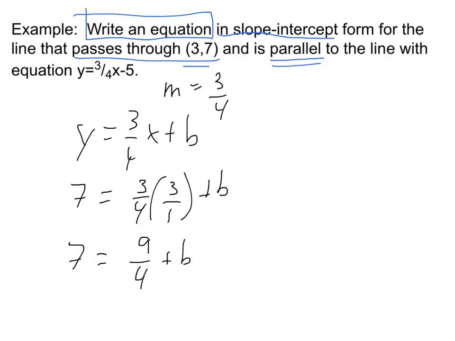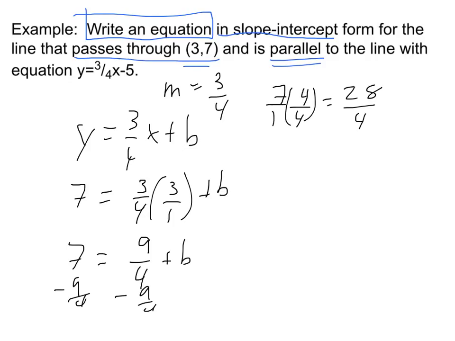We don't want that 9/4, so we need to subtract it over. 9 over 4 minus 9 over 4. The problem here is now 7 does not have a denominator of 4. So we need to take 7 and multiply it by 4 over 4. 7 is over 1, so you get 28 over 4. And to double check that, is 28 divided by 4 equal to 7? Yes, it is. So we're really doing 28 over 4 minus 9/4. We know that's equal to b because those canceled there. 28 minus 9 is 19 over 4 equals b.